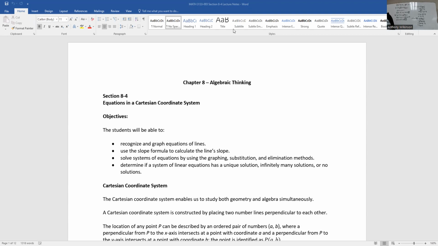And then we're going to be solving systems of equations by using three different methods. One of them is by graphing, the other one is by substitution, and the other one is by elimination. And then determine if a system of linear equations has a unique solution, or infinitely many solutions, or no solutions. Okay, so that's 8.4, and that will pretty much wrap up chapter 8.